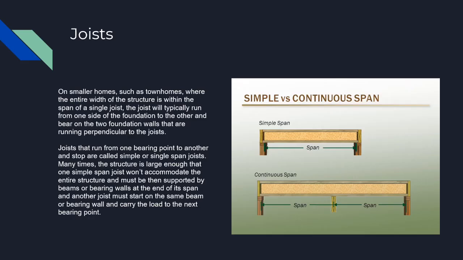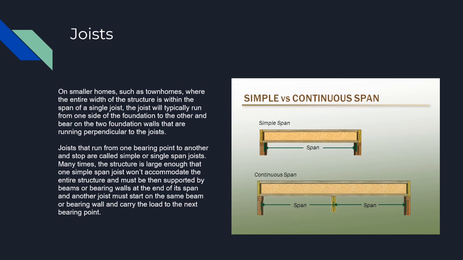Joists. On smaller homes, such as townhomes, where the entire width of the structure is within the span of a single joist, the joist will typically run from one side of the foundation to the other and bear on the two foundation walls that are running perpendicular to the joists. Joists that run from one bearing point to another and stop are called simple or single span joists.